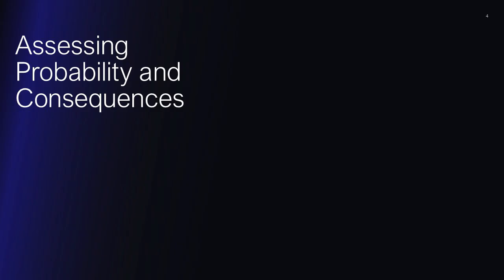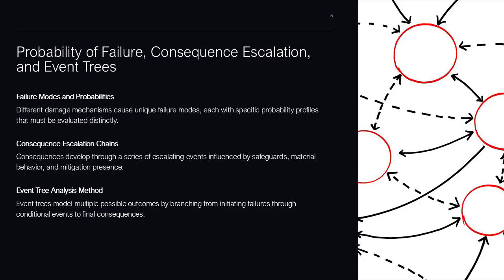Probability of failure, consequence escalation, and event trees. Assessing risk accurately requires a clear understanding of how failures occur and how their consequences unfold. Probability of failure is not simply a single number; it reflects the likelihood of specific failure modes associated with credible damage mechanisms. Different mechanisms, such as uniform corrosion, localized pitting, or brittle fracture, lead to different modes of failure, ranging from small leaks to catastrophic ruptures. Each failure mode has a distinct probability profile and must be evaluated accordingly.